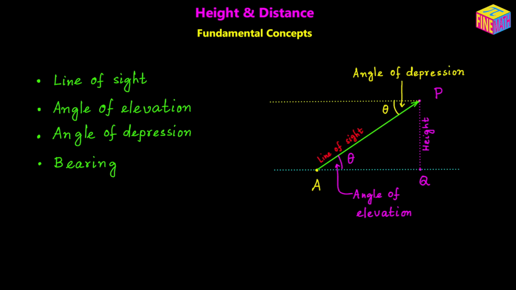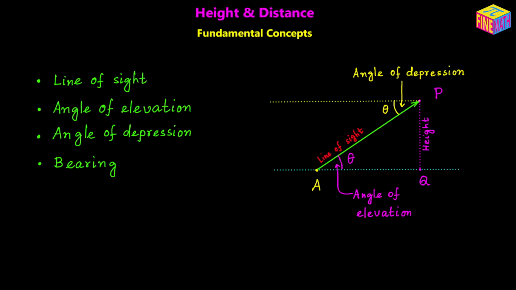And also we need to be clear about another thing, that when the object and the observer both are on the same level, that is where this bearing comes into play. Because in the previous case you have seen, when the object and the observer were at two different levels, then we could indicate that with the help of angle of elevation or angle of depression.